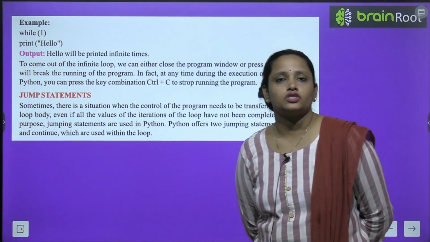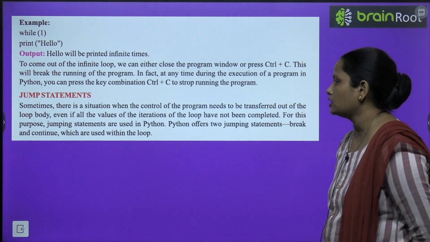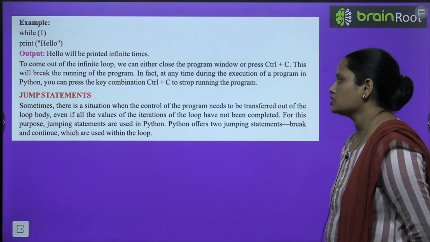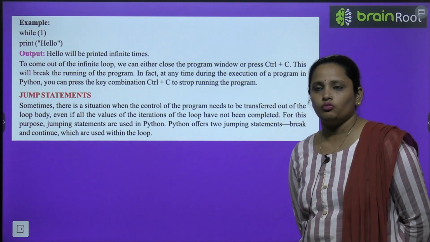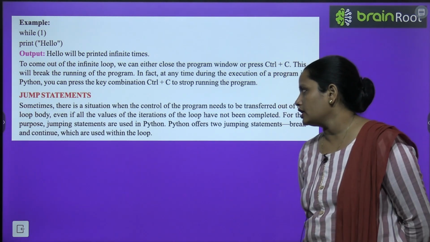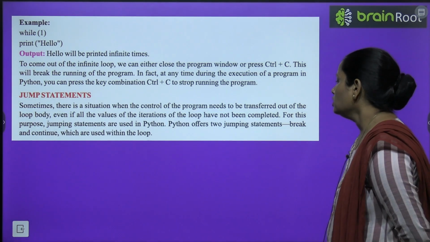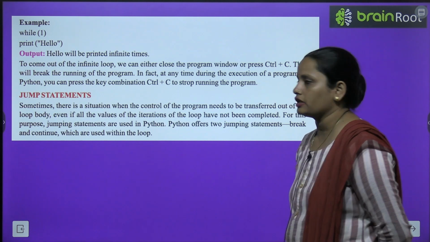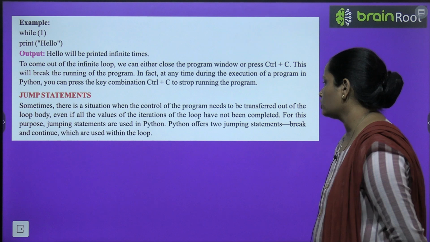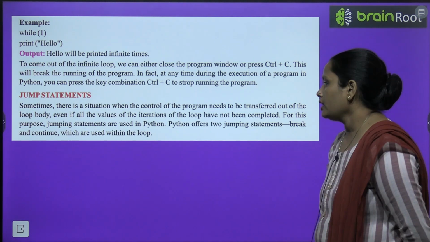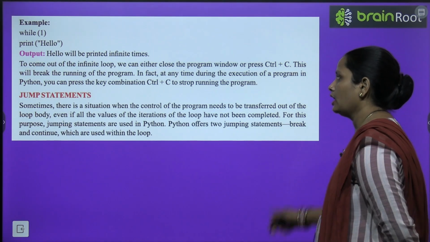Next comes jump statements. Sometimes there is a situation when the control of the program needs to be transferred out of the loop body, even if all the values of the iteration of the loop have not been completed. For this purpose jumping statements are used in Python. Python offers two types of jumping statements, break and continue, which are used within the loop.